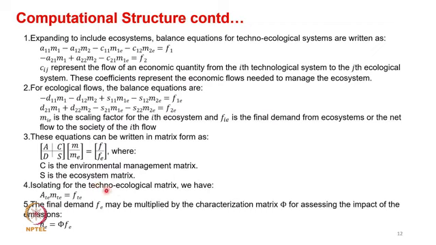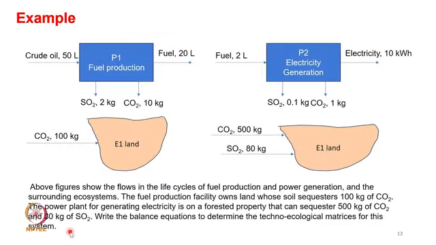And if you want to simply isolate the technological matrix, that would be A_TE, M_TE, which is of course equal to F_TE, and the final demand F_E may be multiplied by the characterization matrix phi if you want to assess the impact of the emissions. So this we have done earlier. H_E is equal to phi times F_E. So let's now try to solve a problem in this direction.